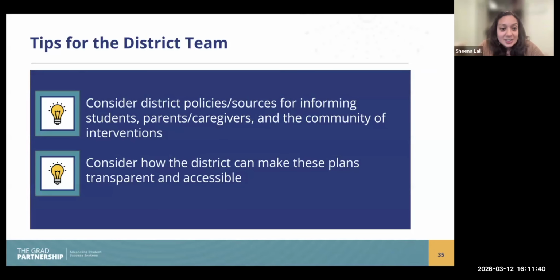So district considerations include considering policies or sources for informing students, parents, and caregivers about the community and about the interventions, and considering how the district can make those plans transparent and accessible. So if we have a plan and I want to know a little bit more about it, where can I get that information?